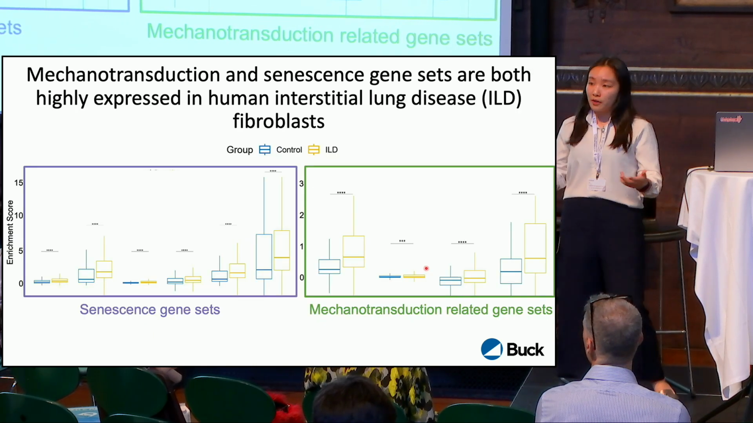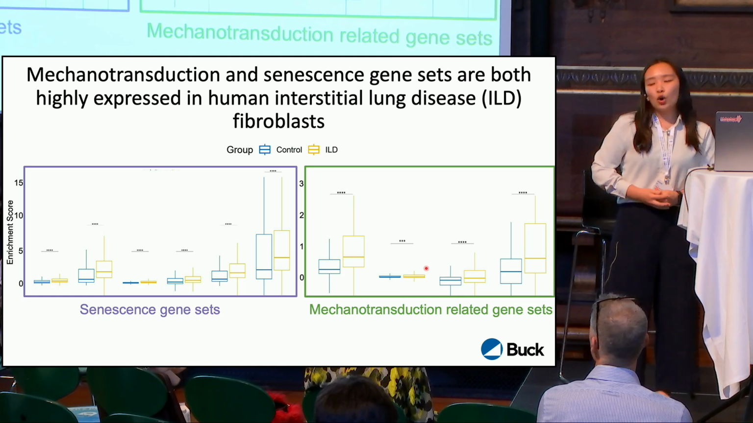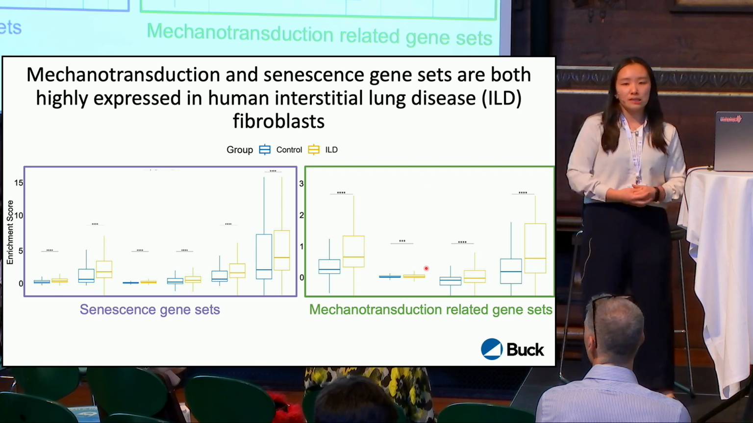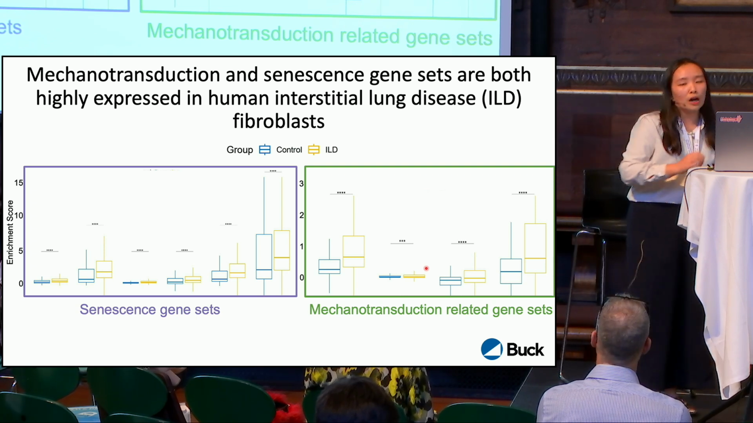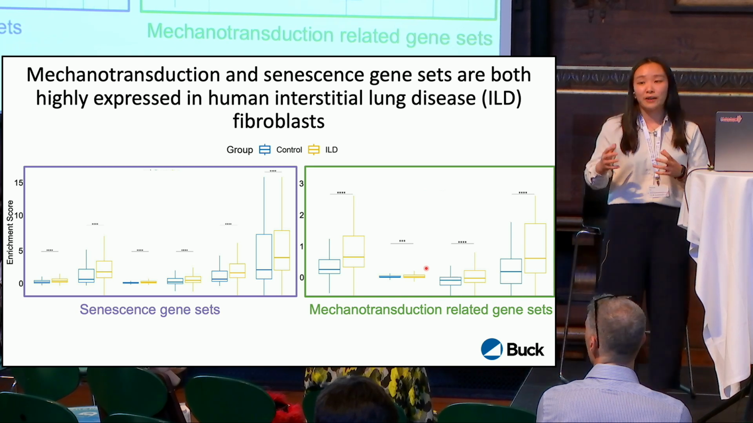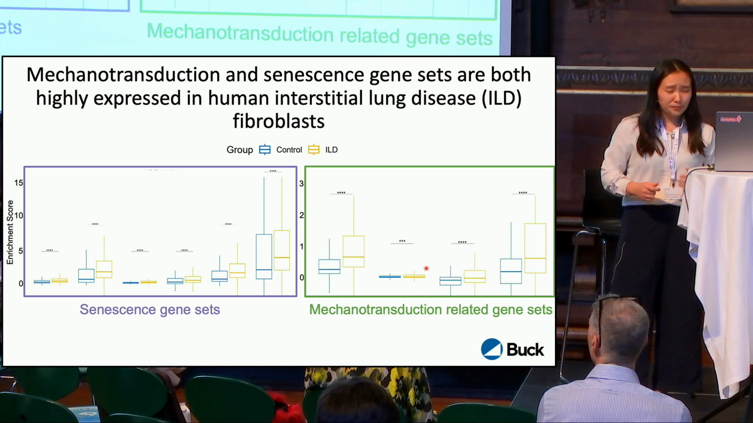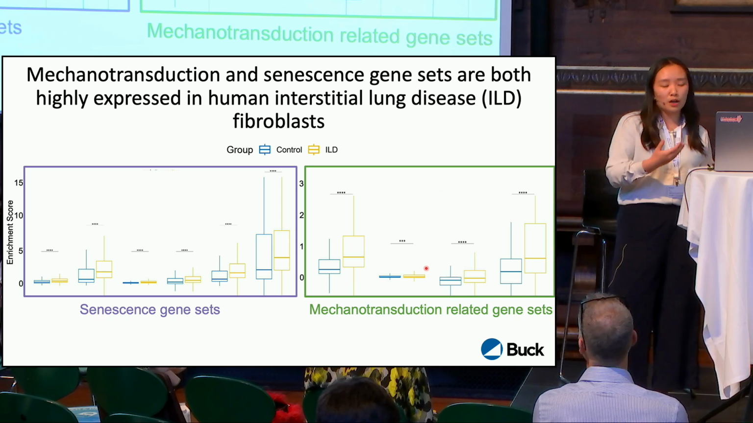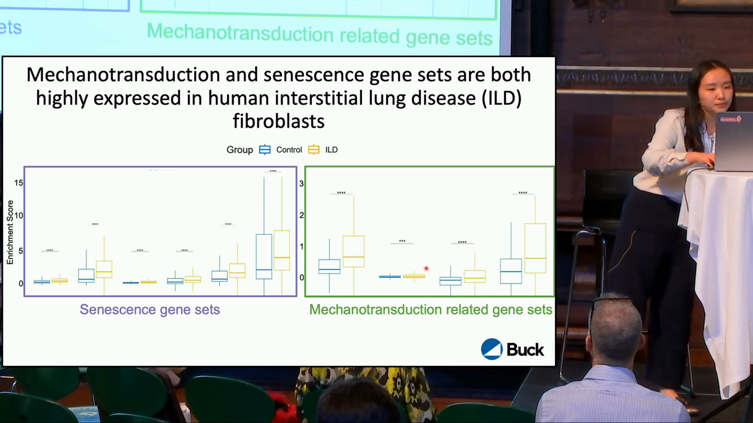We further confirmed and validated this using a human data set. So we reanalyzed single-cell RNA sequencing from a total of 66 human samples. Their donors either have healthy tissues, colored in blue, or have diseased fibrosis tissue, colored in yellow. And what we found is that mechanotransduction genes are all upregulated, as well as the senescent genes, only in these fibrosis tissues or cells.